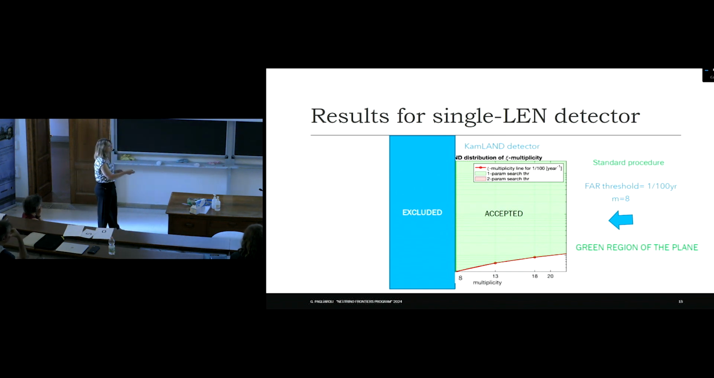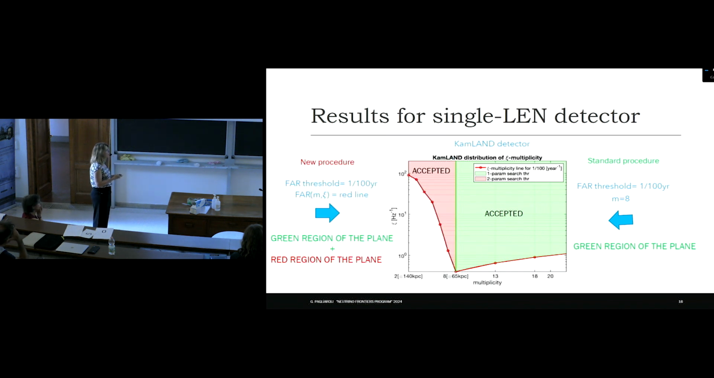And this is the green region, if you want, of the plane that is accepted by this threshold. But if you also insert the shape parameter, then you can enlarge this window of accepted events to this region of the plane where the multiplicity is smaller than 8, but the shape, the way in which these events cluster inside, shows that these events are not background, just a signal, very short in time. So you allow a parameter space that is very useful for very small statistic bursts.